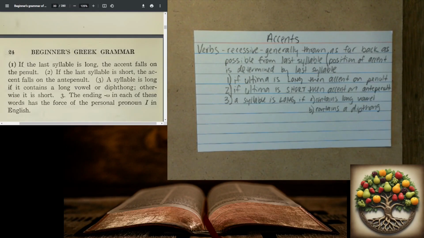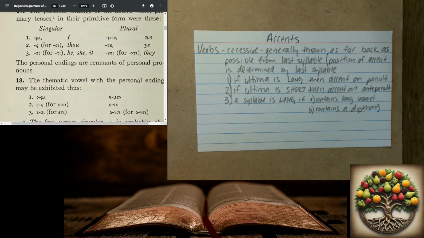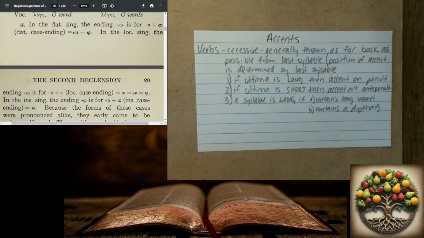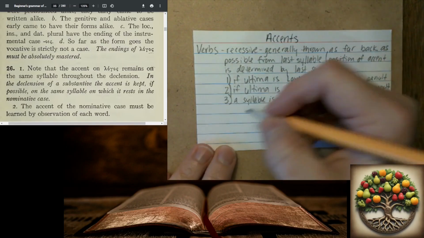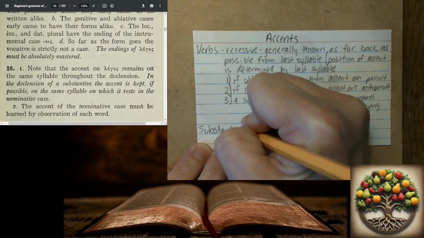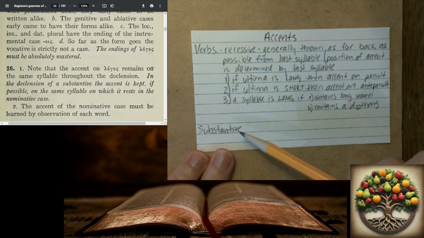All right, so now we're caught up to putting our accent rules on for the substantives. And in the text, that is going to be starting at number 26. And also adjectives can be substantives, so instead of labeling this as nouns, I'm going to label it as substantive.